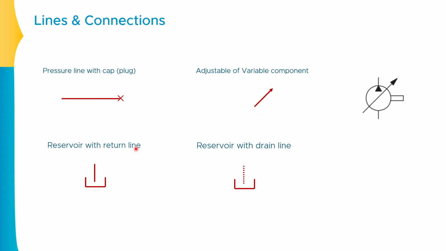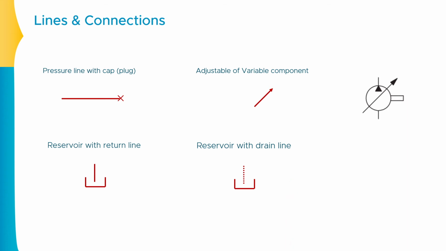Okay. Now, next, the thing that is available over here, as I explained, represents the reservoir. So this specific set available over here represents the reservoir with the return line. As you can observe, there is a straight line over here, and if there is a dotted line, this represents the reservoir with the drain line. Clear? So these are the various symbols or connections available.